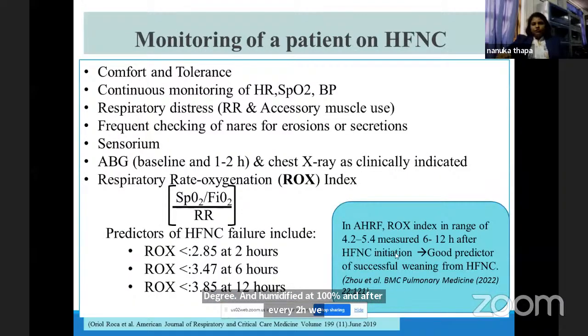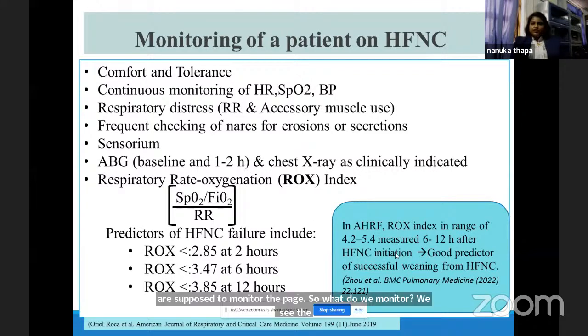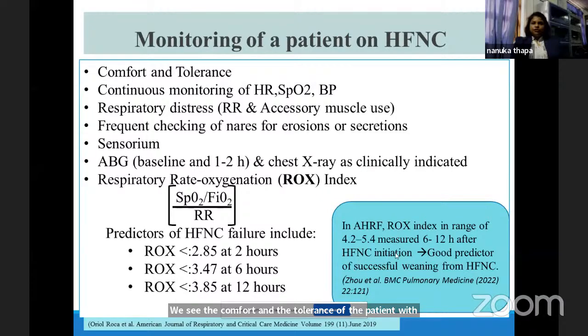So during the complete HFNC session, what are we supposed to do? We are supposed to monitor the patient. So what do we monitor? We see the comfort and the tolerance of the patient with HFNC. There is continuous monitoring of the vitals, that is heart rate, SpO2 and blood pressure. We check for any respiratory distress by checking the respiratory rate and accessory muscle use.